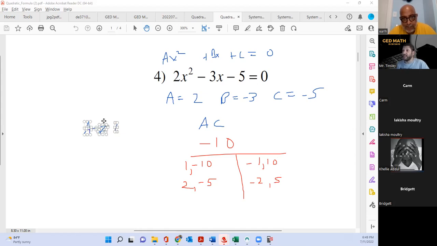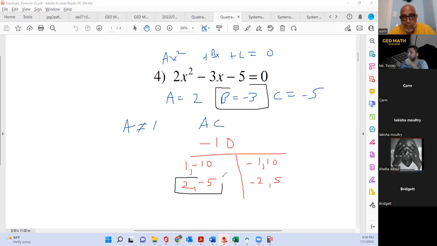Now, I'm going to show you why this is so much harder. I'm telling you, if they give you a is not equal to 1, you're either going to multiply the binomials of the answers they give you, or you're going to use your calculator for the quadratic formula. Otherwise it's going to take you forever. But I'm going to show you how long it takes. So now, what pair is going to give you negative 3? You're right, 2 and negative 5.